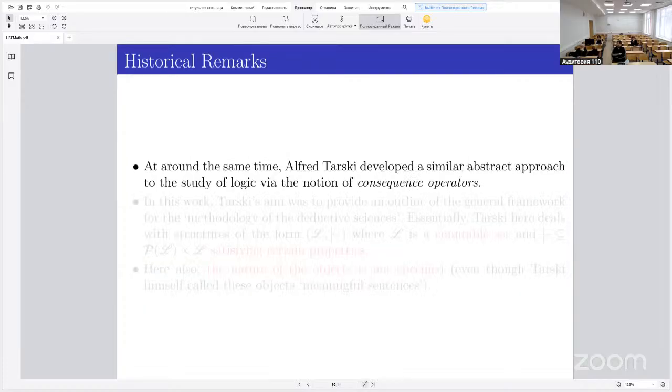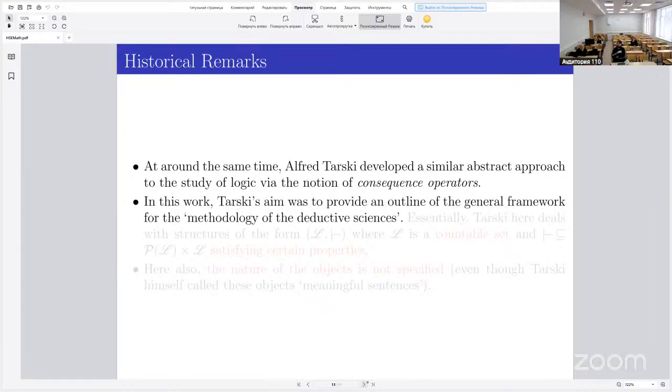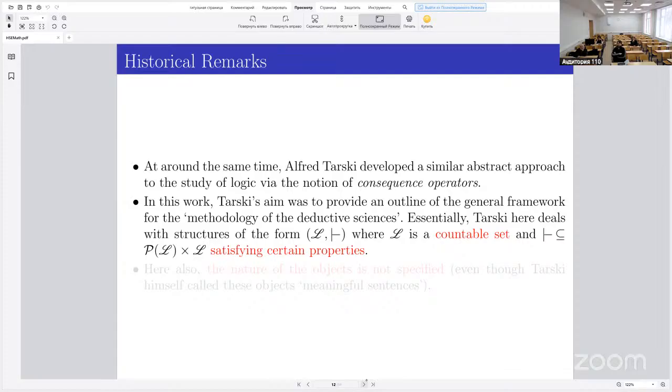So at around the same time, Alfred Tarski developed a similar abstract approach to the study of logic via the notion of consequence operators. In this work, Tarski's aim was to provide an outline of the general framework for the methodology of deductive sciences. Essentially, Tarski was dealing with structures of this particular form, a pair of L and a turnstile, where L is a countable set and the turnstile satisfies certain properties, by which I mean reflexivity, monotonicity, transitivity, and finiteness. Tarski originally also assumed finiteness, but later this condition was dropped.